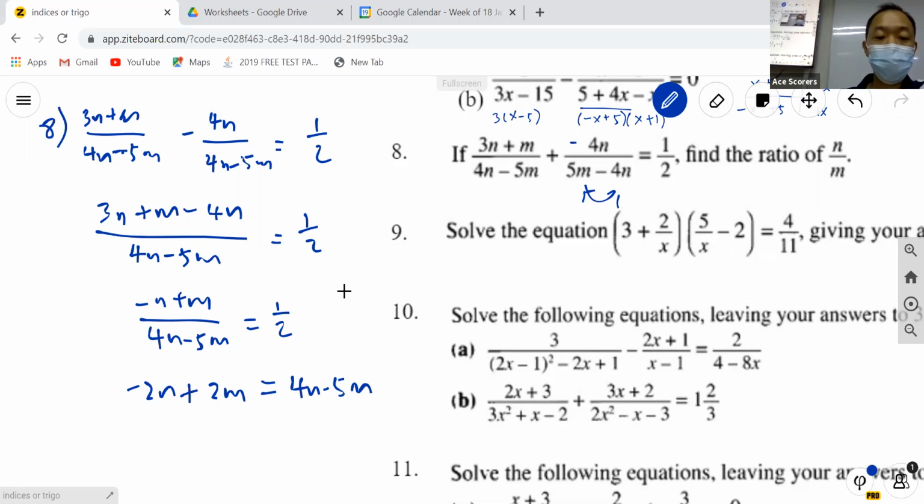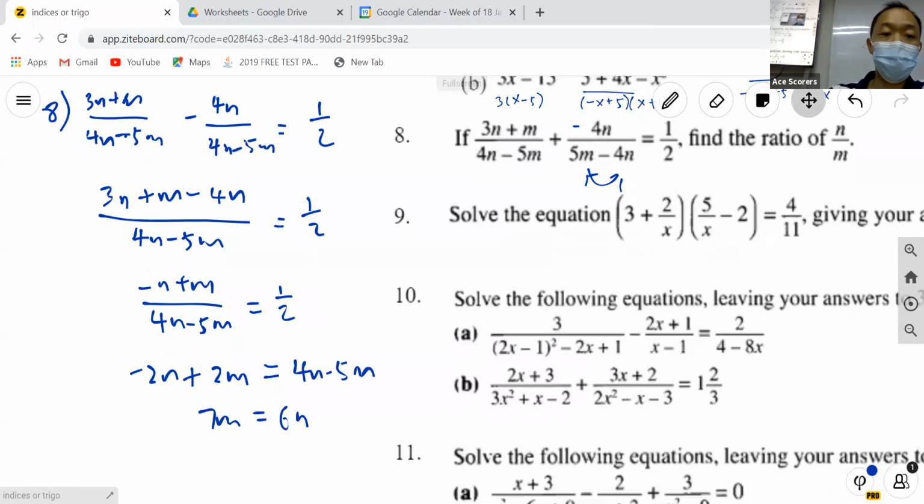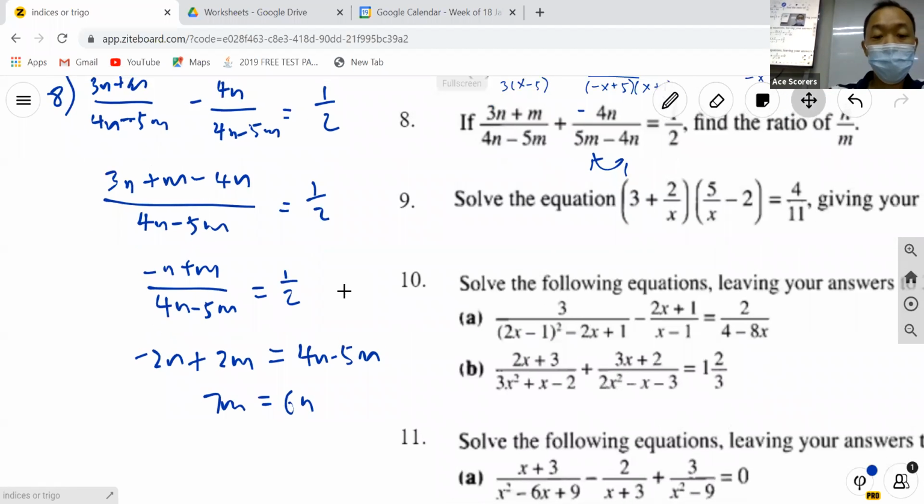Okay, rearrange. For the n one side, m one side. So 7m equal to 6n. And so they want n over m. n over m, 7 over 6. So the ratio is 7 over 6. What do you get? You got 2 over 3.